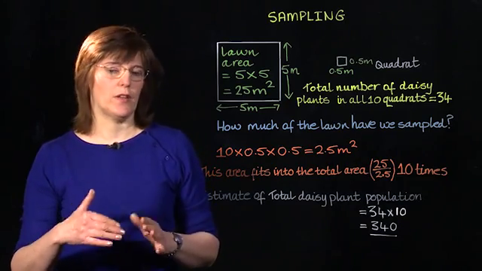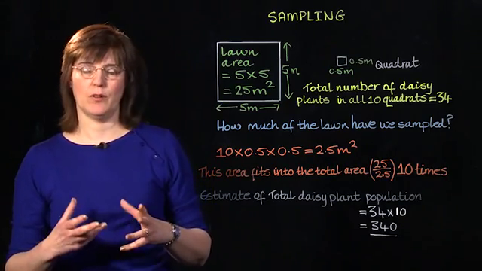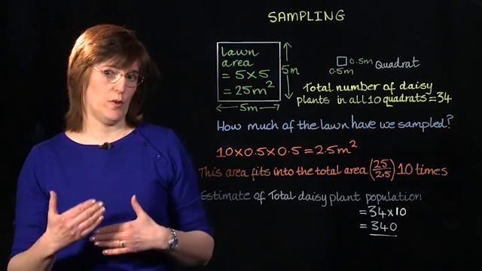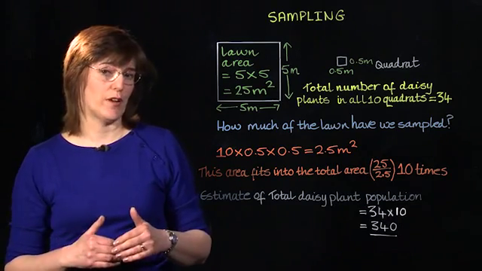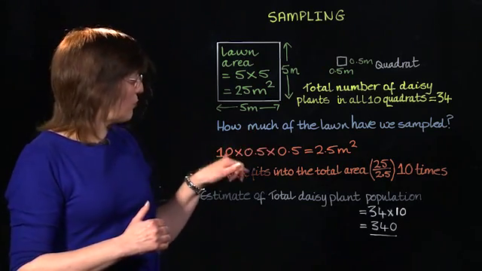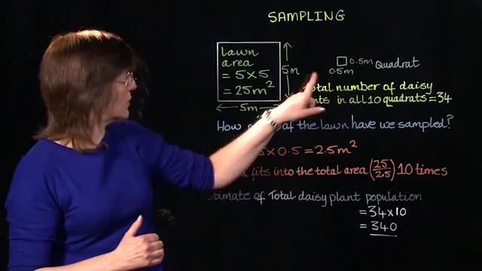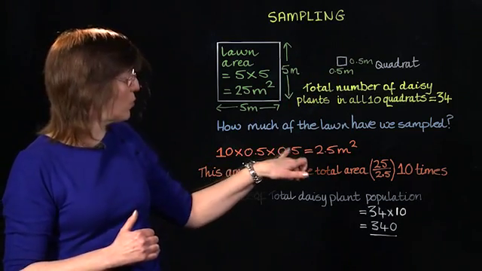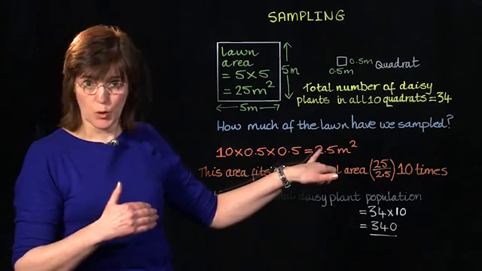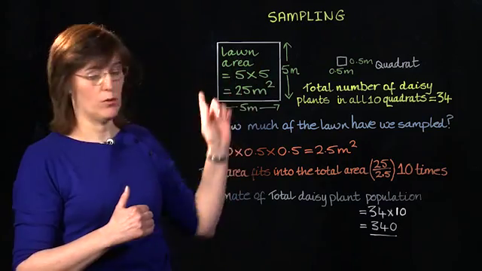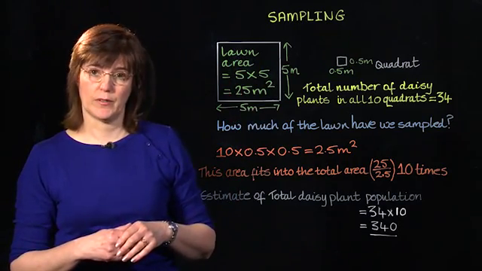How do we estimate the total population of daisy plants on the lawn? We need to know how much of the lawn we've sampled with our 10 quadrats. So we sampled an area of 10 times our little quadrat, 10 times 0.5 times 0.5, in other words 2.5 metres squared. But the whole area of the lawn was 25 metres squared.